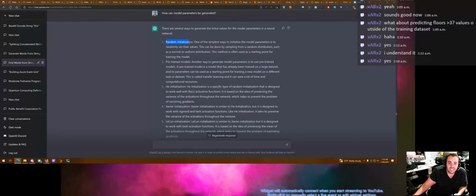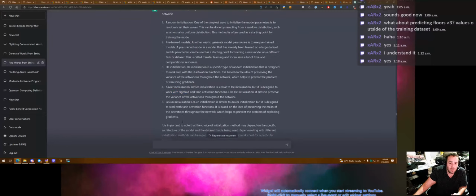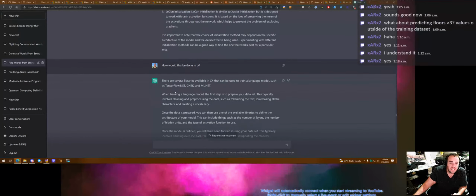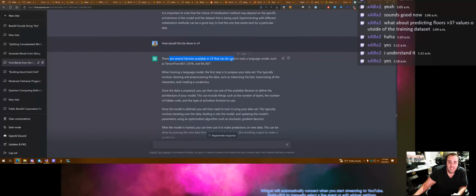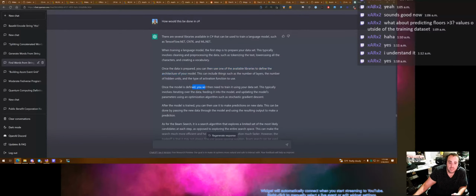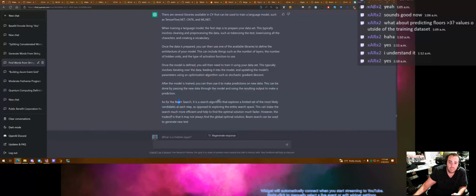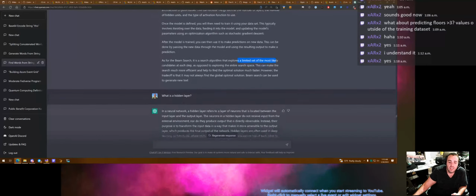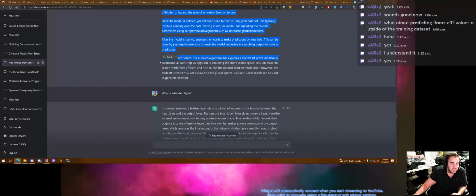So, random initialization, or you're using a pre-trained model, somebody that's already made a model. Then initialization, activation functions and all this stuff. I don't know what any of this stuff is. So I asked, how can this be done in C sharp? TensorFlow.NET, ML.NET, CNTK, etc. First step, prepare your data set, model it, define, train, and then a beam search. They're saying we'll explore limited candidates, so beam search is not what we want. That's how you can efficiently search, like in the prior approach.